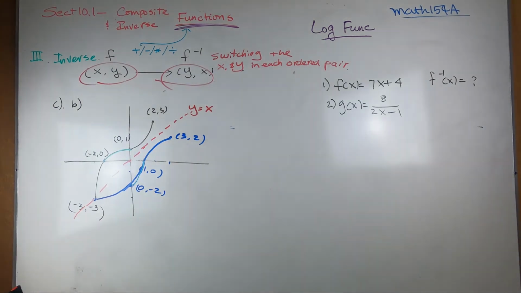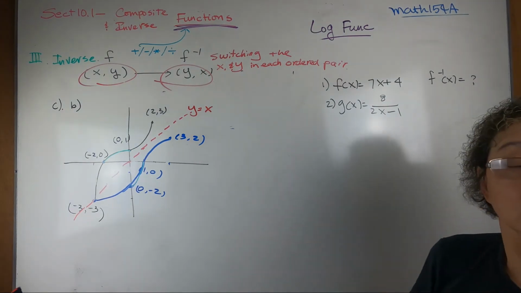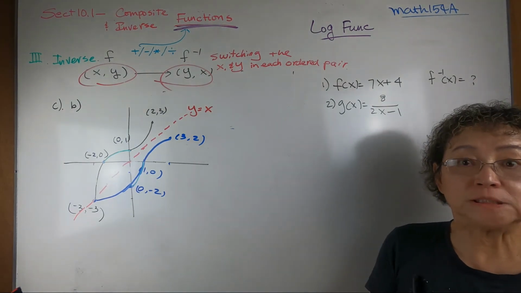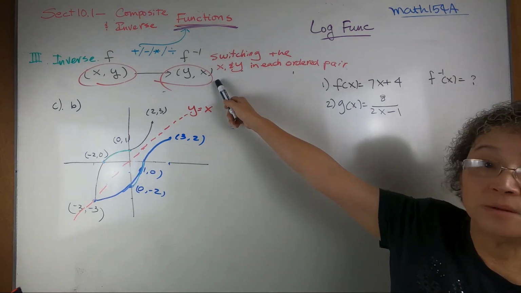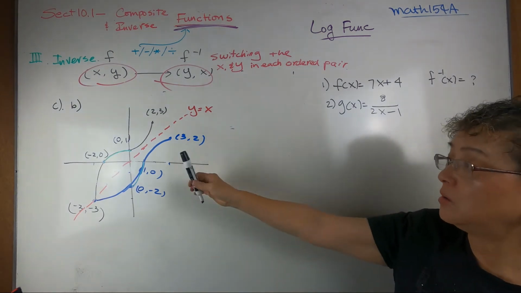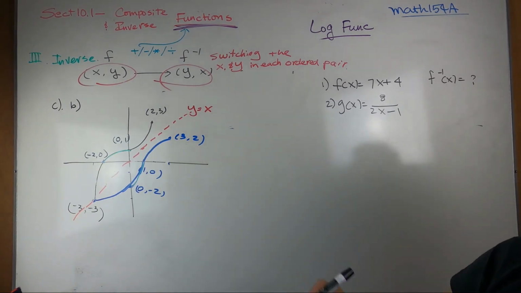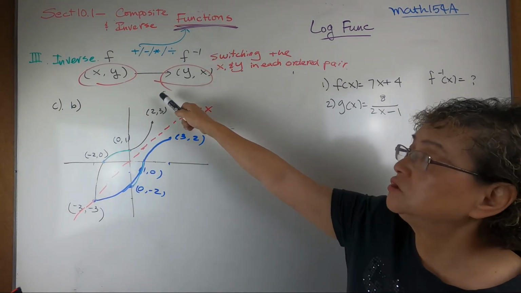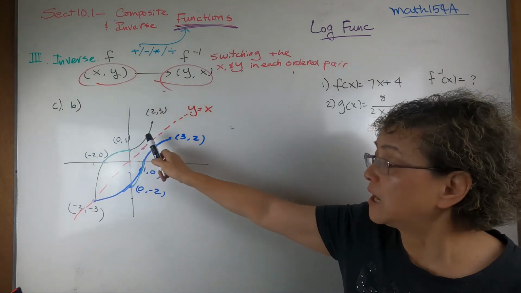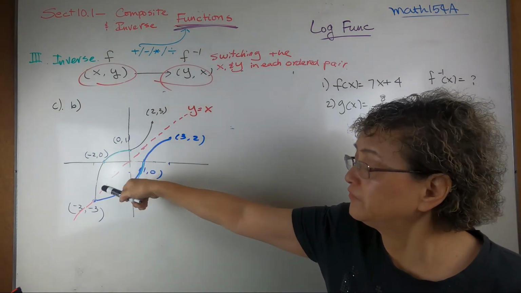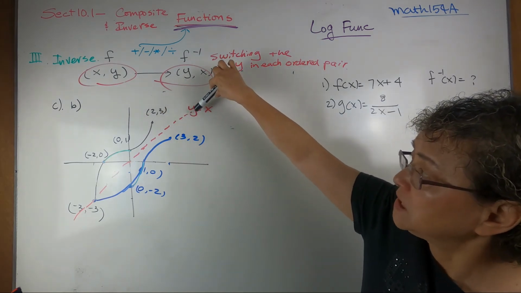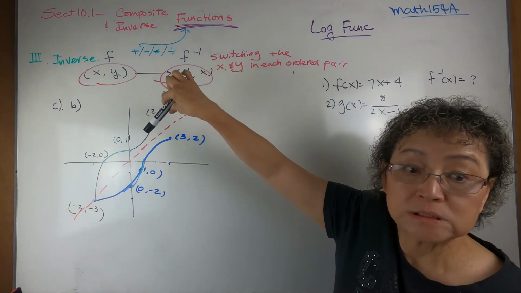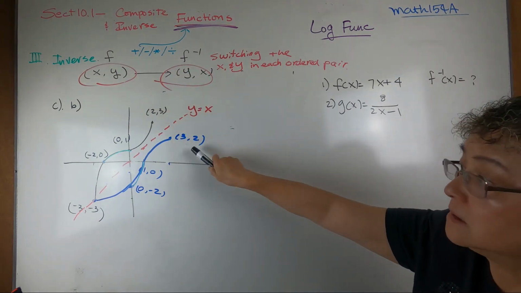Okay? So functions can be shown in ordered pairs or with graphs, right? Then for ordered pairs, you just invert. Then for a graph, you just find the points, then reflect over the y equals x line, right?